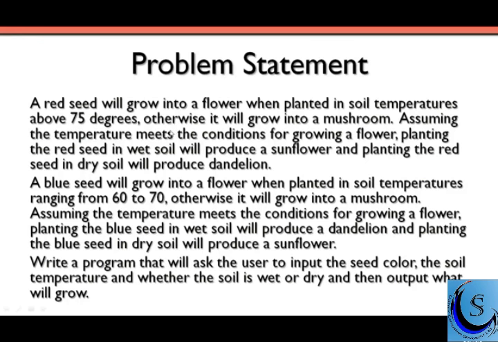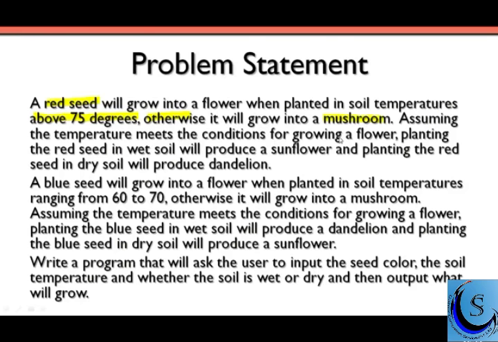So we have here a red seed, and we're told that this red seed will grow into a flower. So let me go ahead and mark that we're talking about a red seed here with my little highlighter. It will grow into a flower when planted in soil temperatures above 75 degrees. So we've got to be above 75 to get a flower. Otherwise, it will grow into a mushroom. So we'll say otherwise we get a mushroom here.